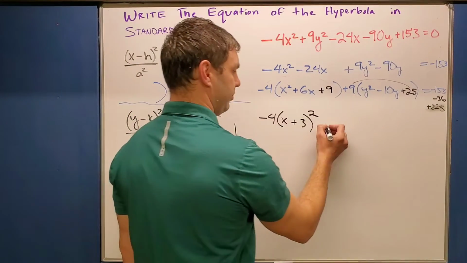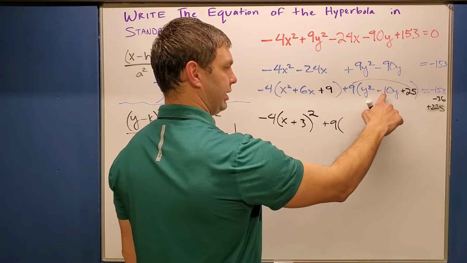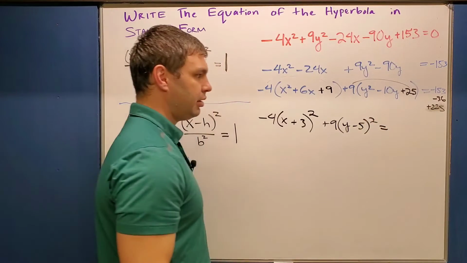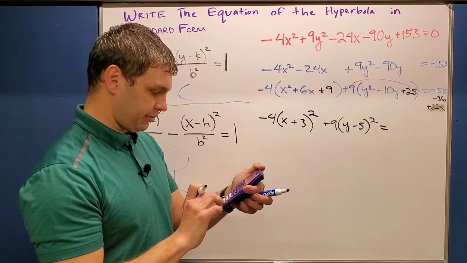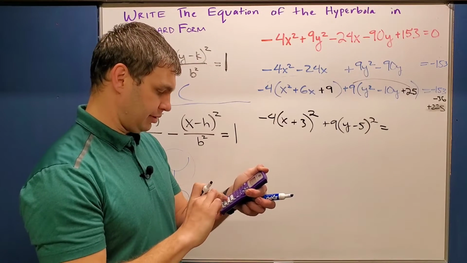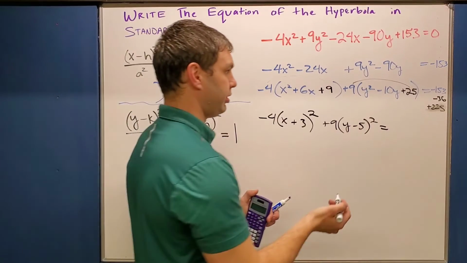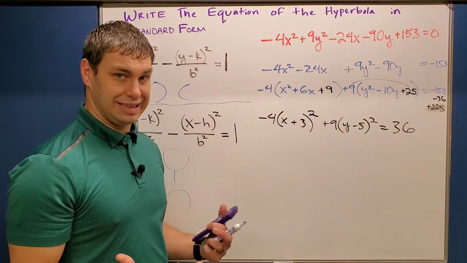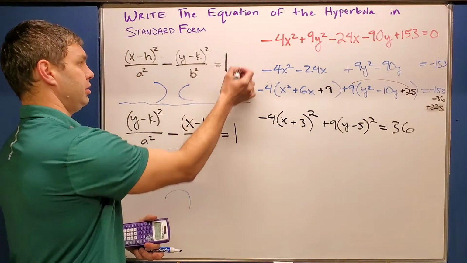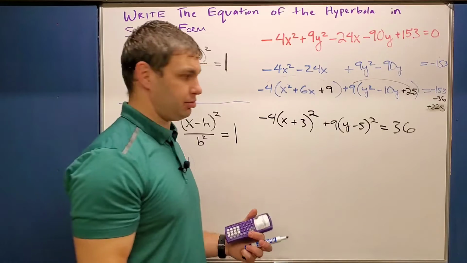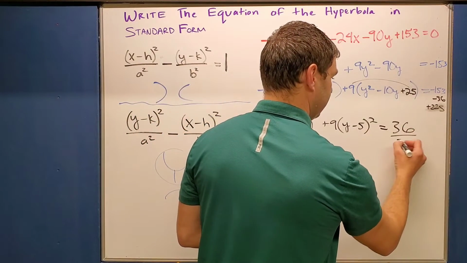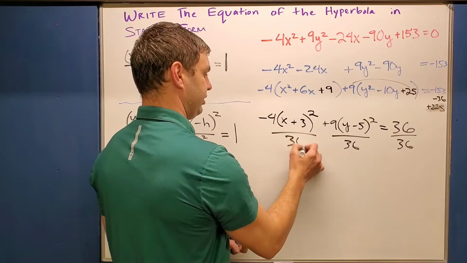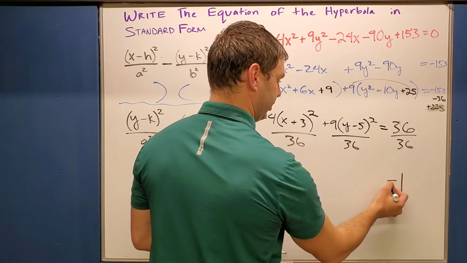For the other one, this is going to be a positive 9 times the group y minus 5 quantity squared equals, then I have 225 minus 36, which is 189, hmm, 225 minus 36 is 189, and so equals a positive 36 over on that other side. All right, then what we need to do is get this equal to 1. In both standard forms, we have equals 1, kind of like we did with ellipses, all right? So I need to divide by 36 for both this term and the x term out front. So of course that's going to give me just a 1 over here.